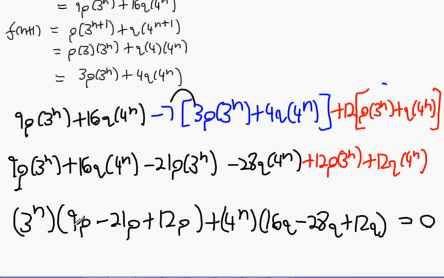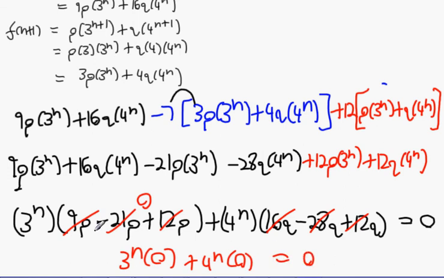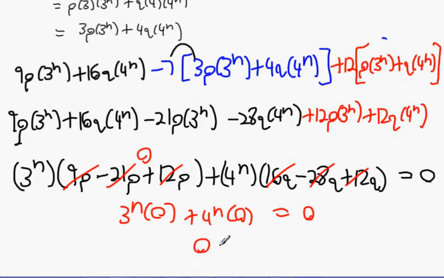So what you can say here is that all of this turns into 0. All of this turns into 0. So it's 3 to the n times 0 plus 4 to the n times 0. 0 equals 0. Proven.